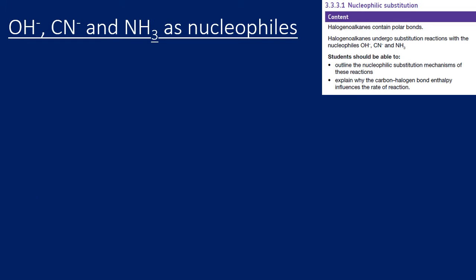On to the main part then. This is the main bulk of what we're looking at here, the nucleophilic substitution. And again, looking at the spec, it's very specific. It tells us the 3 nucleophiles that we need to be aware of. These are the ones we need to make sure we know for our test and for our exams. We've already seen that haloalkanes or halogenoalkanes contain polar bonds. So we're going to look at each of these nucleophiles in turn, and we're going to look at the mechanism for each one.